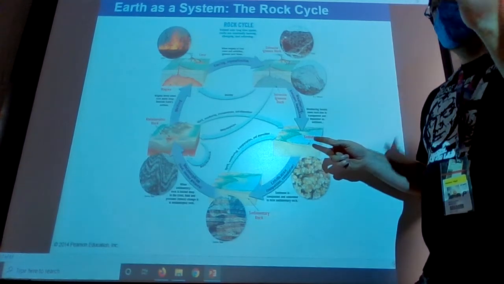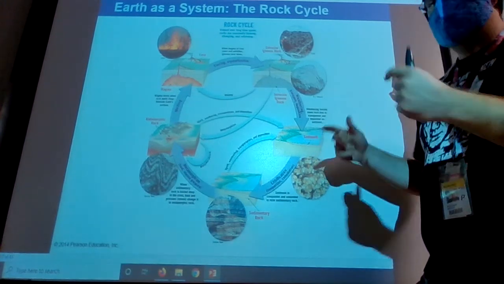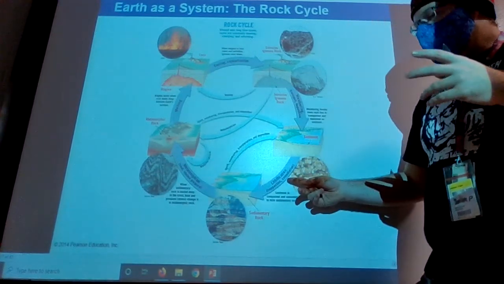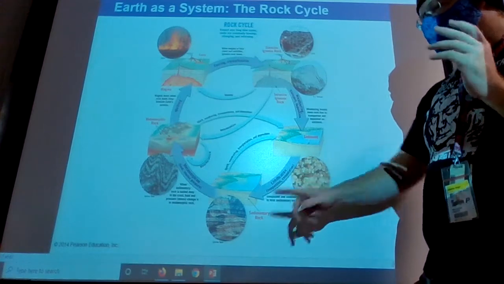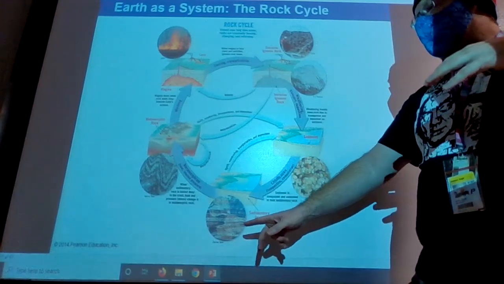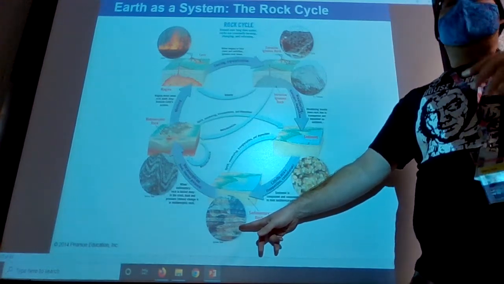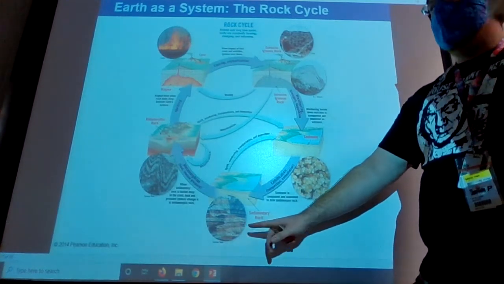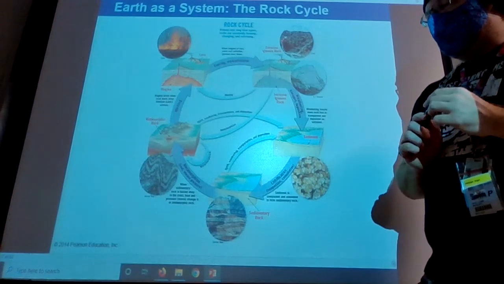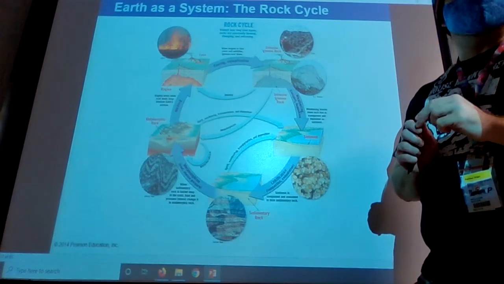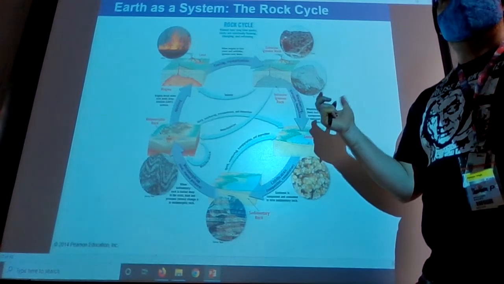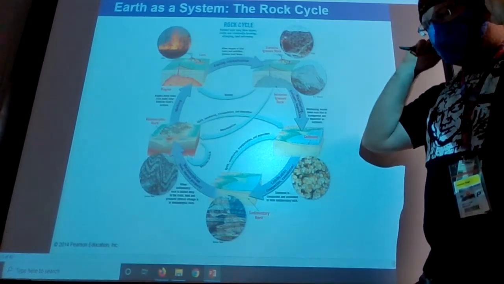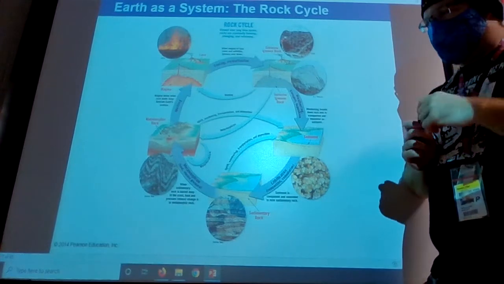Some sediment, not all, but probably most, will eventually get covered up by other sediment. It will get compacted. It will get cemented together, and it will become a sedimentary rock. When you think of sedimentary rocks, think of the Grand Canyon. Pretty much everything you see in the Grand Canyon is a sedimentary rock. You could also think of the white limestone that we have here in Texas that makes up most people's driveways. That's an oceanic sedimentary rock.